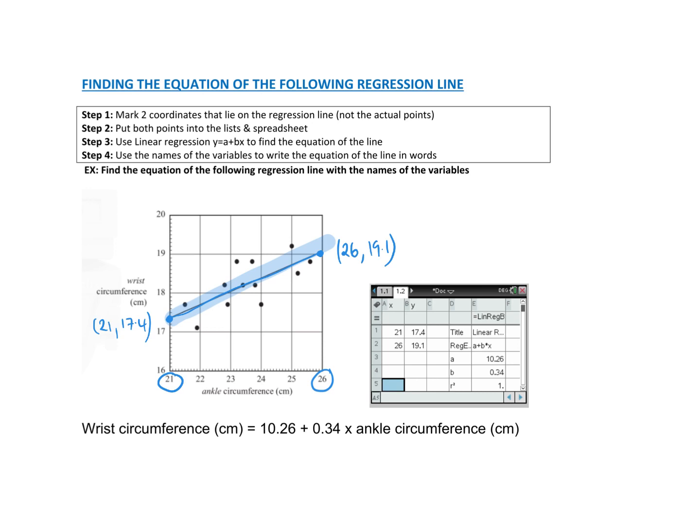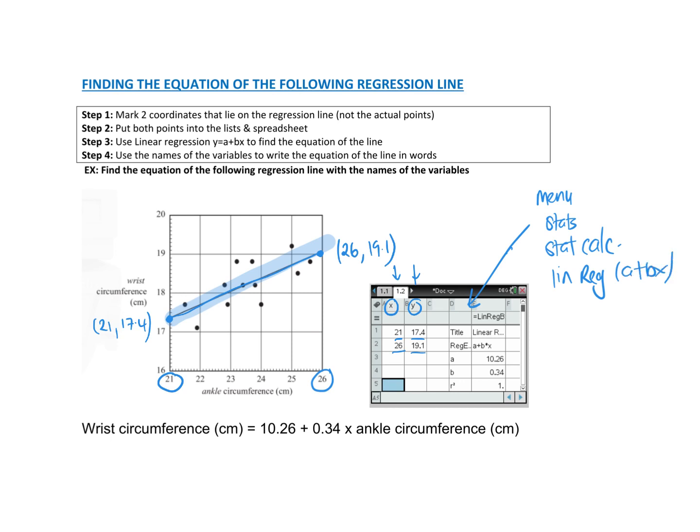What we're going to do is pretend that that's our list, and we'll do the linear regression equation like we do in our calculator. You can see here, I've pretended I've got an x and y list, and I've put in those 2 points. When x was 21, y was 17.4, and when x was 26, 19.1. Then I went menu, stats, stat calc, and I've done the linear regression a plus bx.